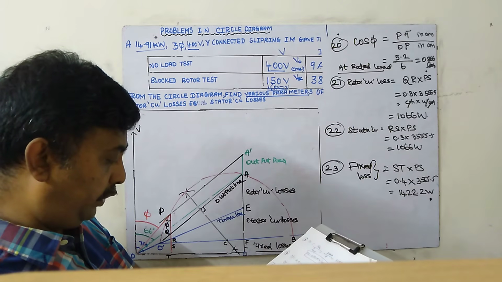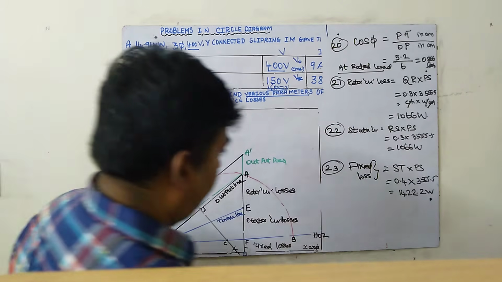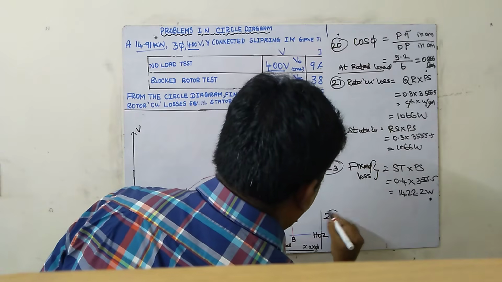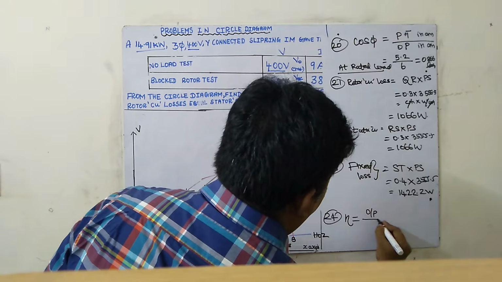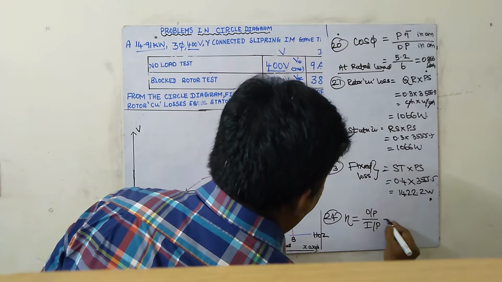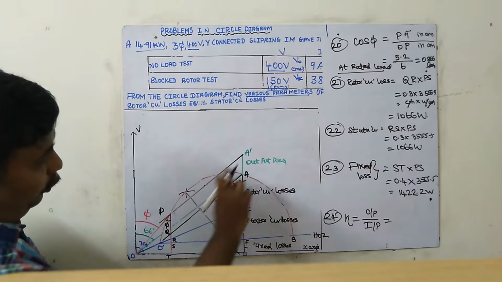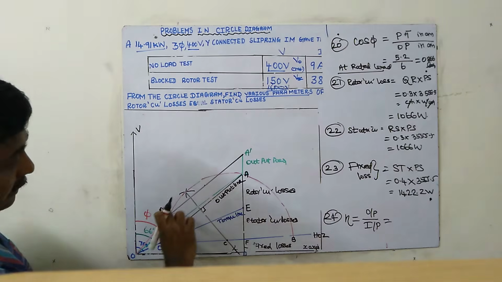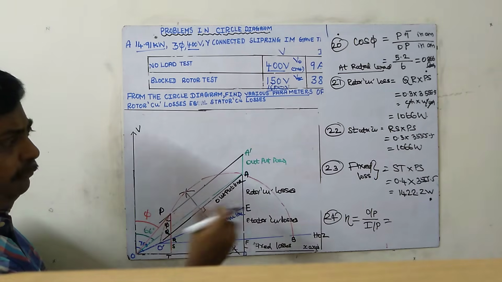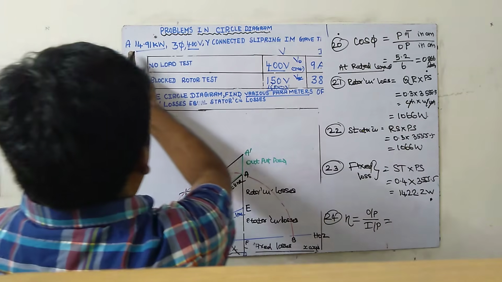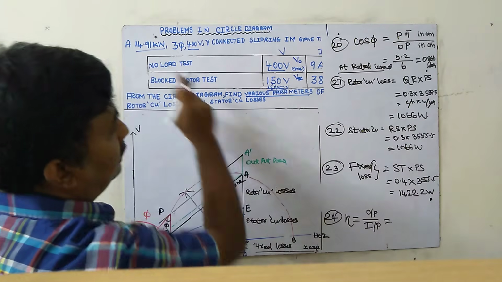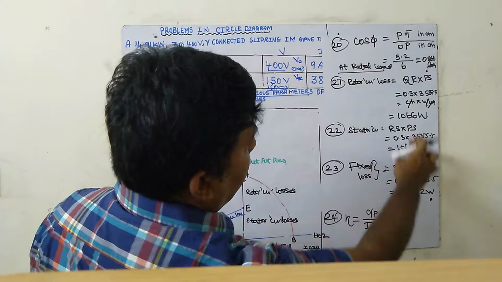Next, the 24th step: we have to find the efficiency. What is efficiency? Efficiency equals output divided by input. What is the value of output? We know the output, AA dash, which equals PQ. Or you can take the output as 14.91 kilowatts, divided by 14.91 kilowatts plus all the losses.